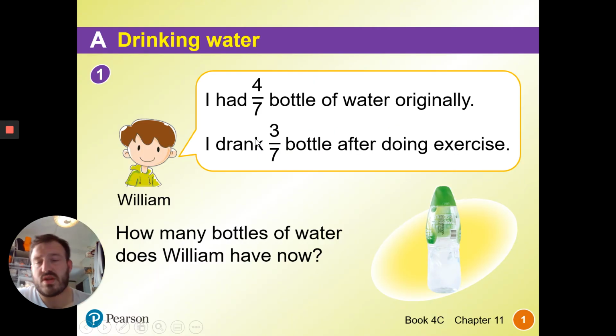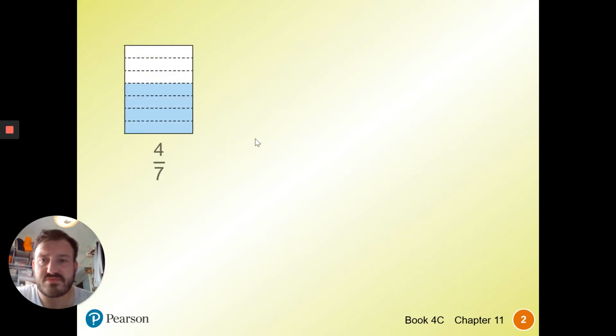So subtraction with the same denominator. So I had 4/7 of a bottle of water originally, and I drank 3/7 of a bottle after doing exercise. How many bottles of water does William have now?